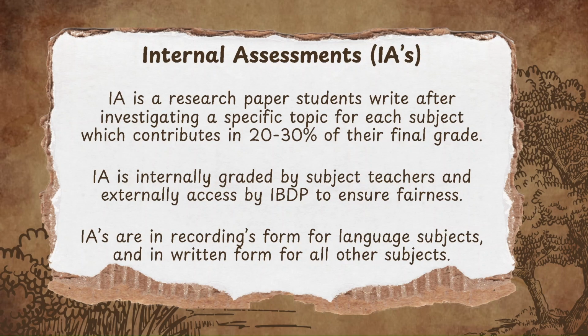Internal assessments are in recording format for language subjects and in written form for all other subject groups. For the subject group 1 and the subject group 2, which are languages, you must record your IA, and for all other subject groups from 3 to 6, you are required to write a research paper. Internal assessment is the only chance for you to get a good grade in the subject, because performing really well in your internal assessment automatically maximizes your final grade. And if you don't perform well, then your grade is going to drop. Start working on internal assessments in year 1.